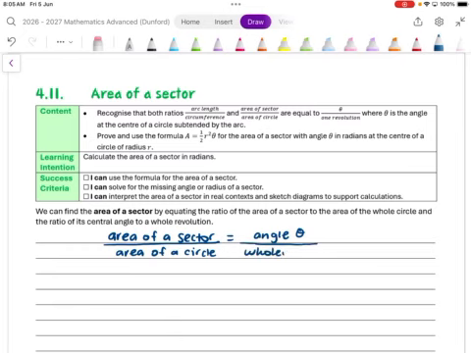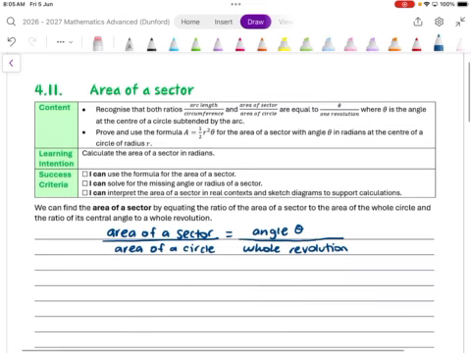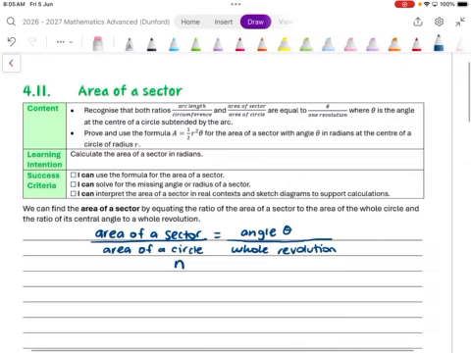I didn't really leave a space there, did I? Whole revolution. Okay, so for area of a sector, we're going to put an A because that's the formula that we are finding. Area of a circle. Does anyone remember the area of a circle formula? Yeah, it is pi r squared. Amazing. Equals our angle theta over our whole revolution.